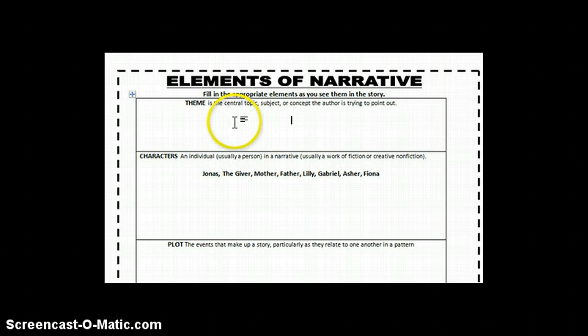So right here, the theme. What do you think the idea is that Lois Lowry, our author, is trying to show us? And it's not going to be a word. It's not just going to be love. Okay? Maybe she's trying to teach us something about love, or courage, or sameness, or utopia. Whatever it is, it should be a sentence.